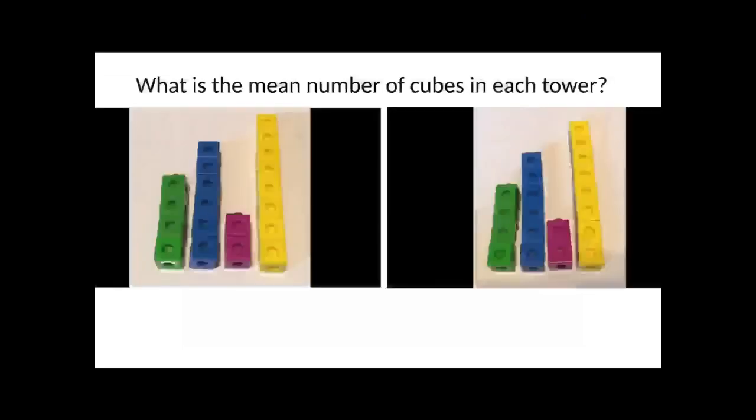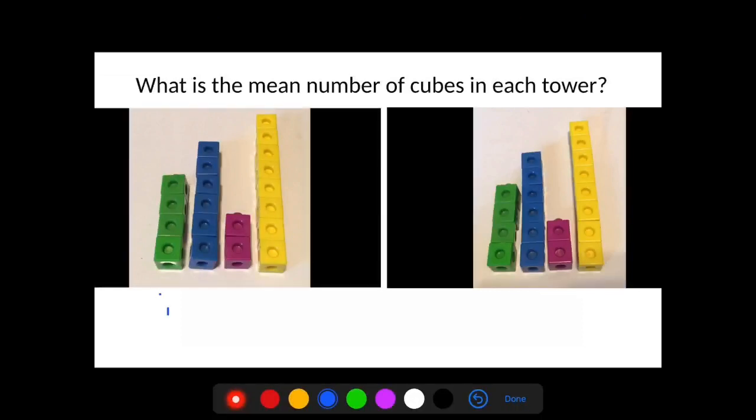Let's talk about mean as leveling out. We'll try to get a deeper understanding of mean beyond just a formula. We can start with the question, what is the mean number of cubes in each tower? To start with, we have 4, 6, 2, and 8 cubes in each tower.